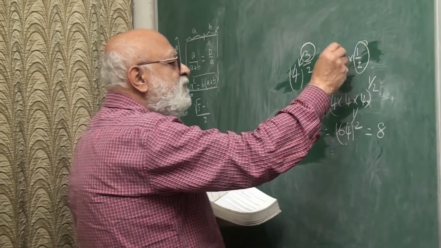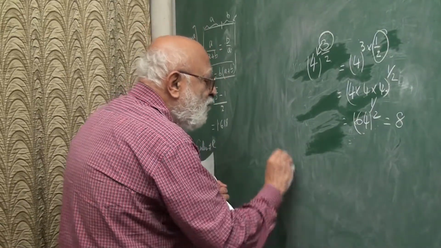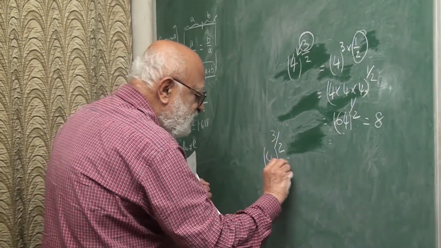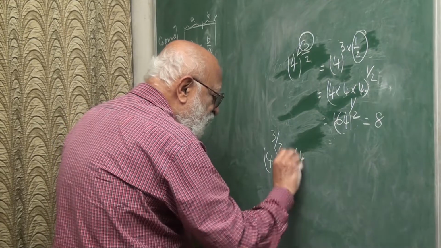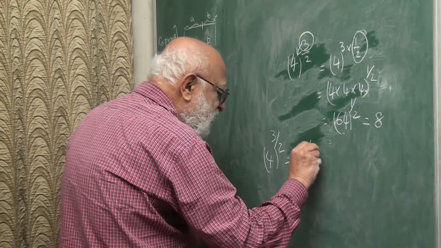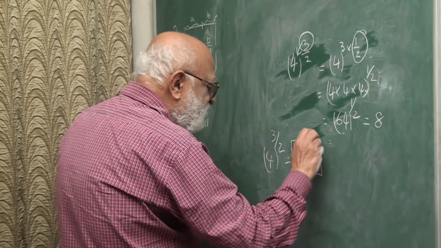What happens if I do this one first? That means if I do 4 to the power 3 by 2, I will do it this way. First, I will do 4 to the power half, and then I will raise it to the power 3.